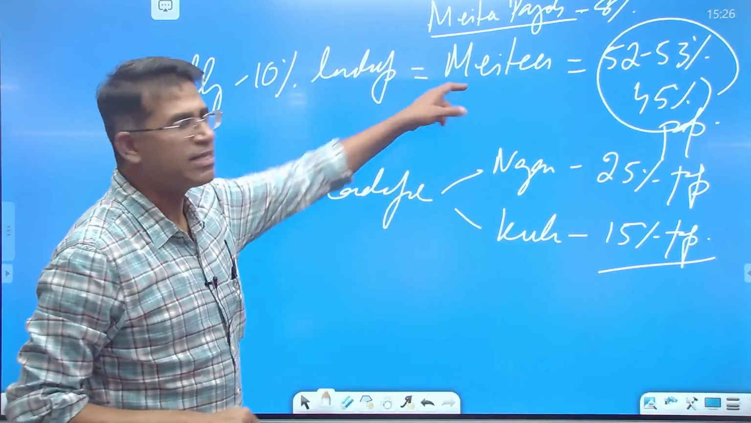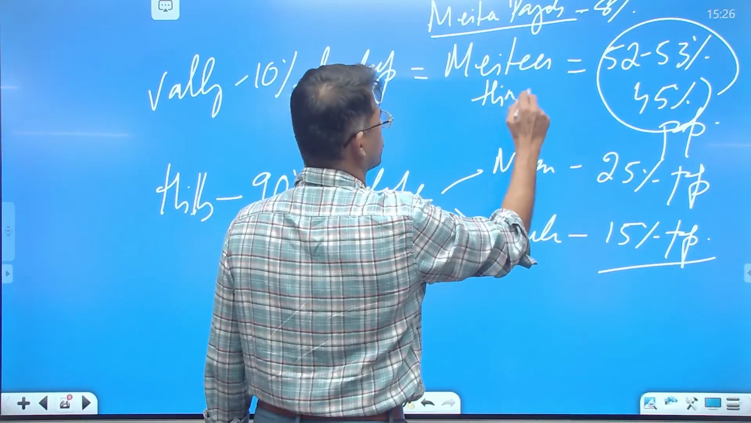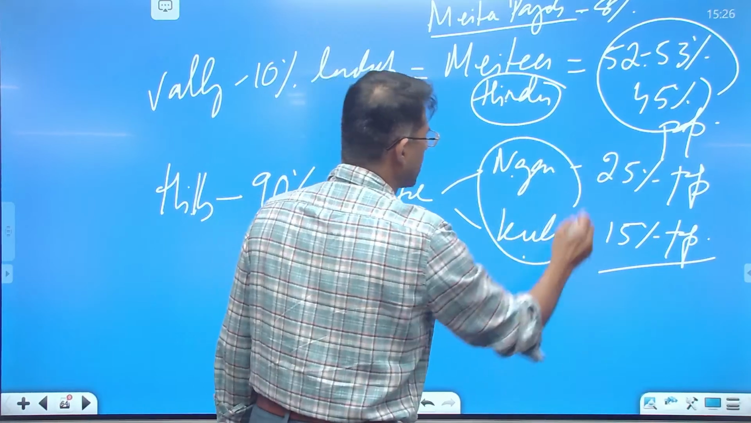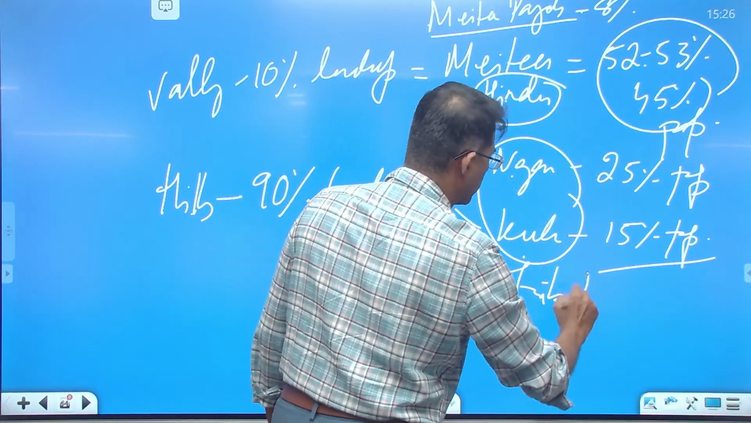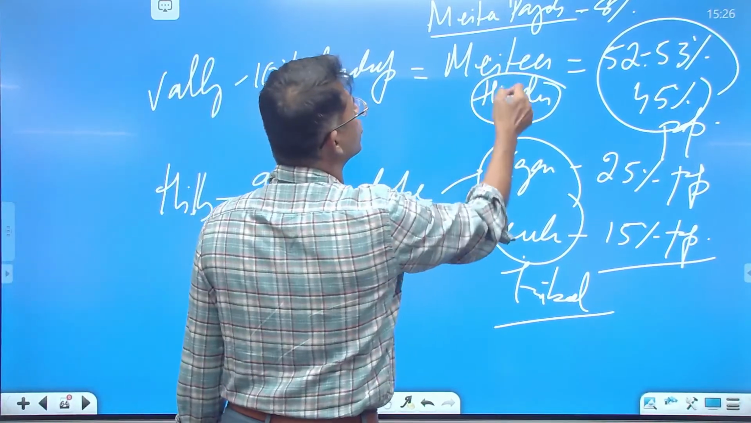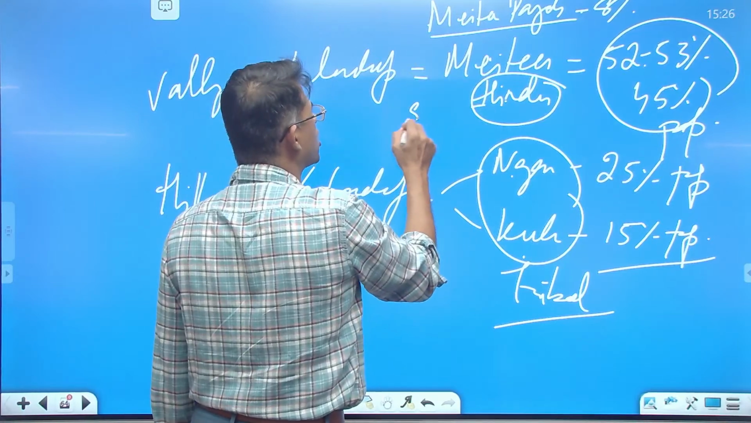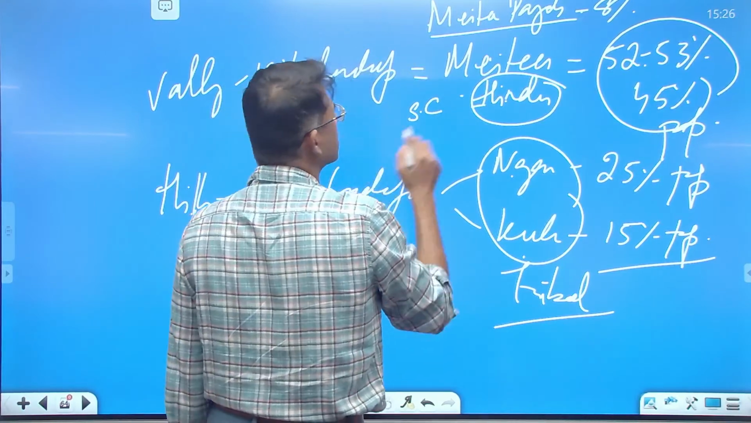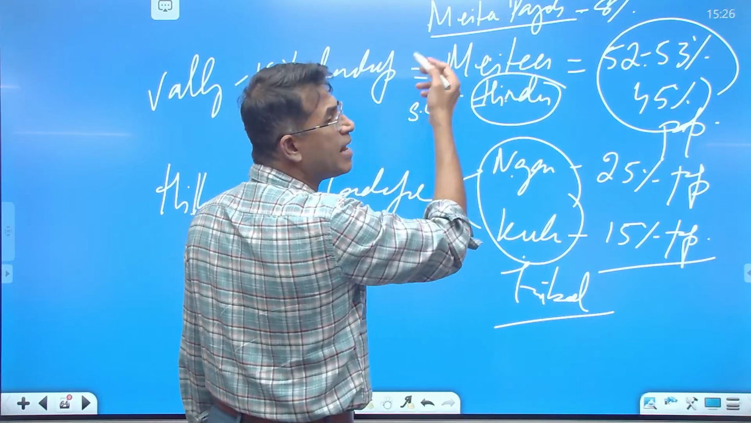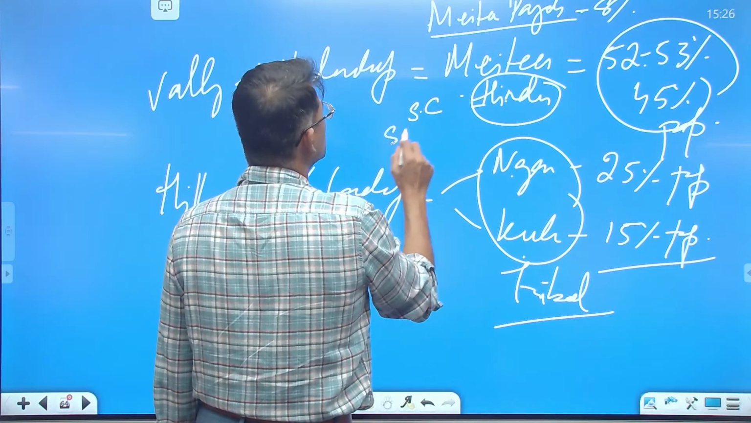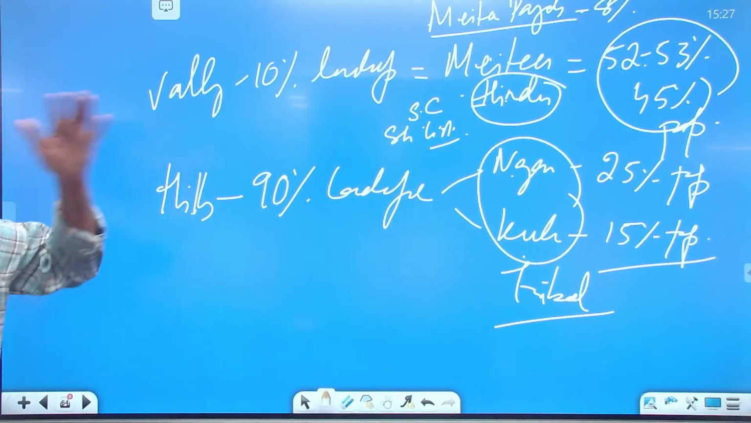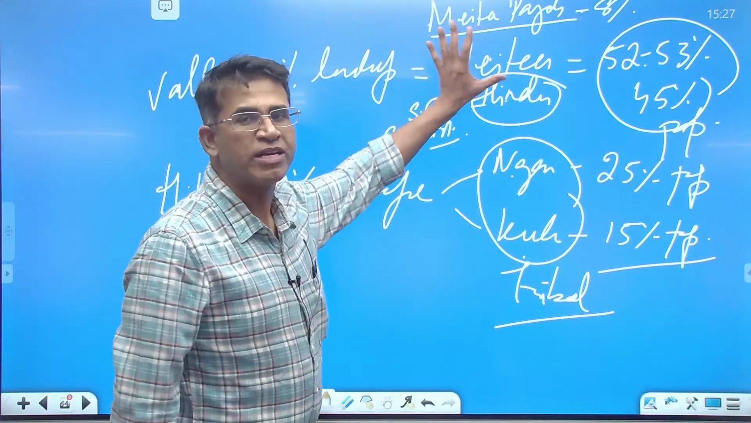So these Meiteis are largely Meitei Hindus. They make up this much. Nagas and Kukis are the tribal populations. These Meitei Hindus are given the status of scheduled castes. They are given protection of the language. So the Manipuri and Meitei language is part of the scheduled list of languages in the constitution. So they have got some protection, but they are not scheduled tribes.